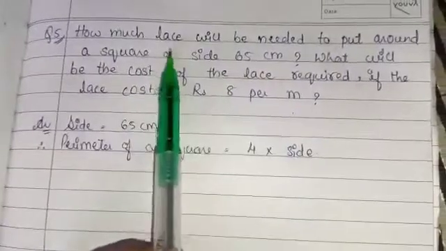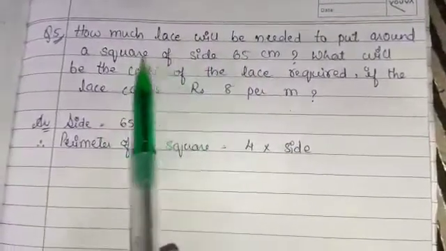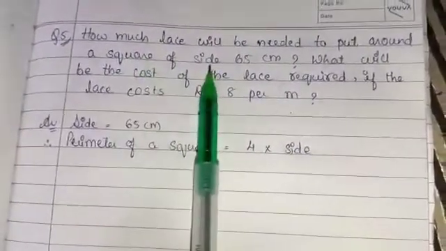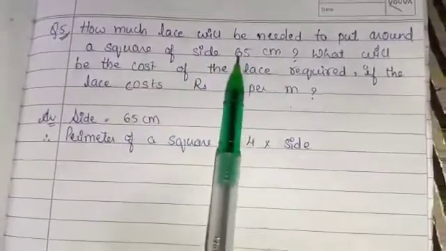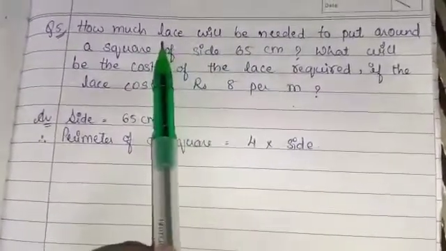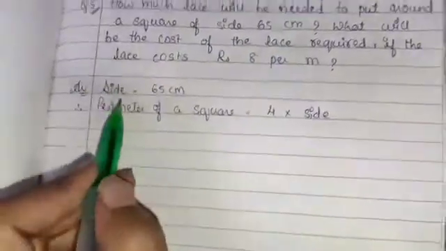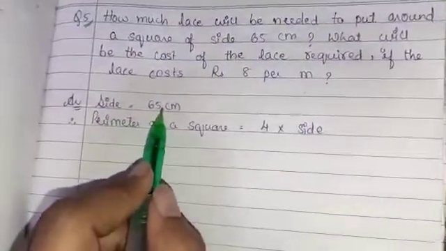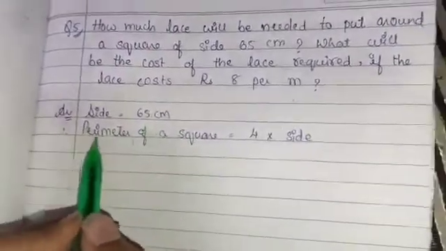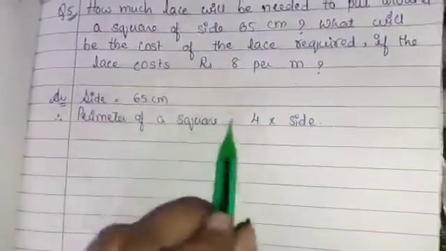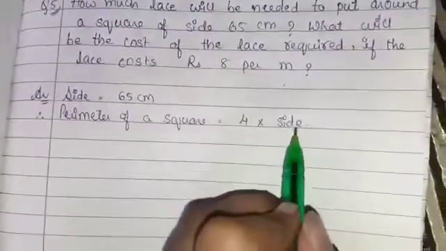So first of all, there is a square piece of cloth. So we have a square piece and the side is given as 65 centimeters. So you need to put lace. So what will be its perimeter? First I will mention that side equals 65 centimeter. Now therefore perimeter of square. What is the formula of perimeter of square? It is 4 multiplied by side.